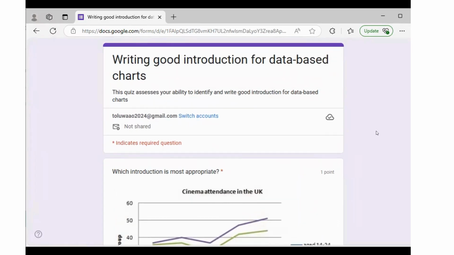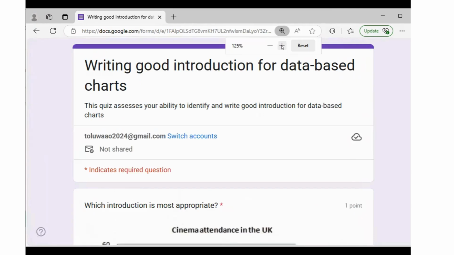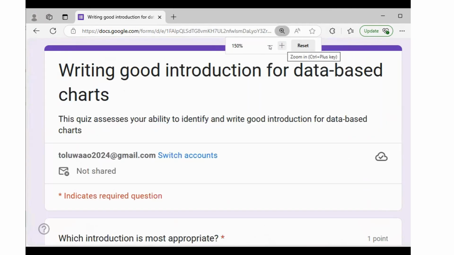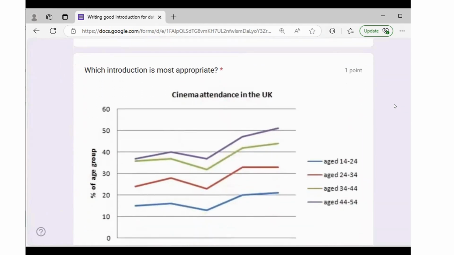I'm going to pick the answers. I'm going to tell you what I think the answers should be for each of the questions, and then I'm also going to tell you why the wrong answers are wrong so that you'll understand this better. Hope you get my point. So I want you to follow closely. This is the first question.